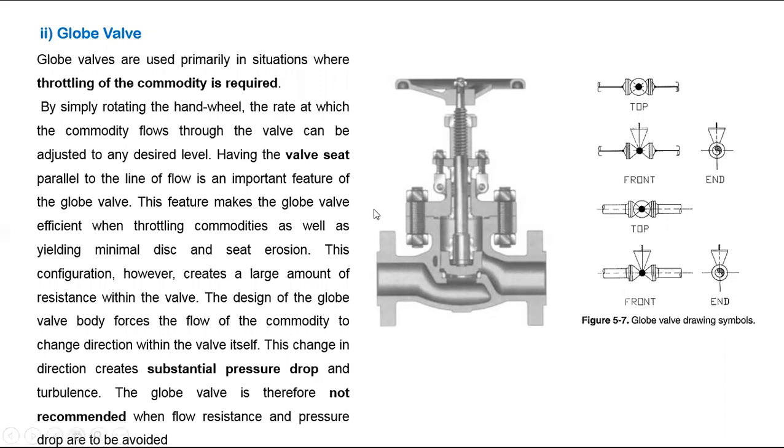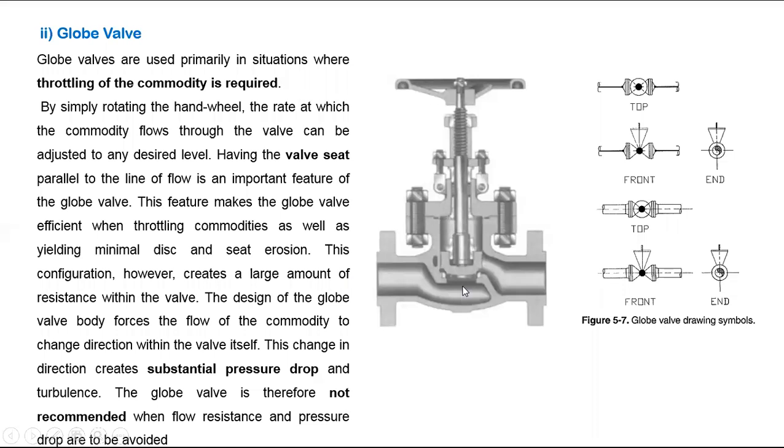So normally in this globe valve, one valve seat will be there, and then that valve gland will be there. If you rotate the wheel, that gland will be seated into the valve seat. This is the inlet. Inlet is coming like this, outlet is going like this. So this flow will change. The direction of flow will be changed in the globe valve.